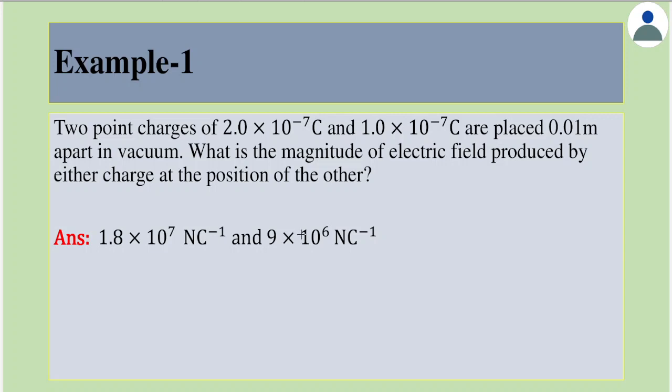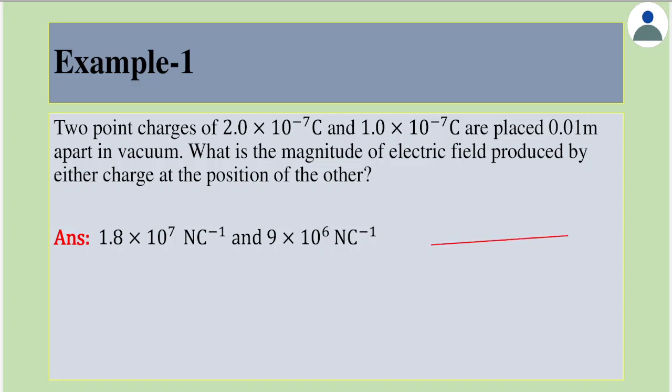To summarize the earlier concepts, we will take a few examples as given here. Example 1 says two point charges of value 2 into 10 power minus 7 coulomb and 1 into 10 power minus 7 coulomb are placed 0.01 meter, which is 1 centimeter, apart in vacuum. What is the magnitude of electric field produced by either charge at the position of the other charge?